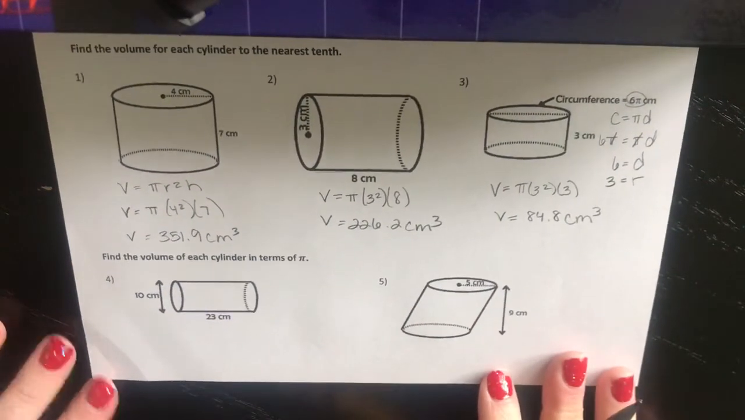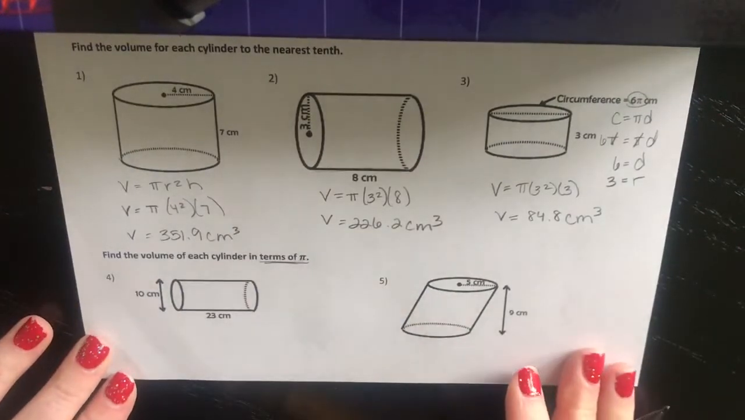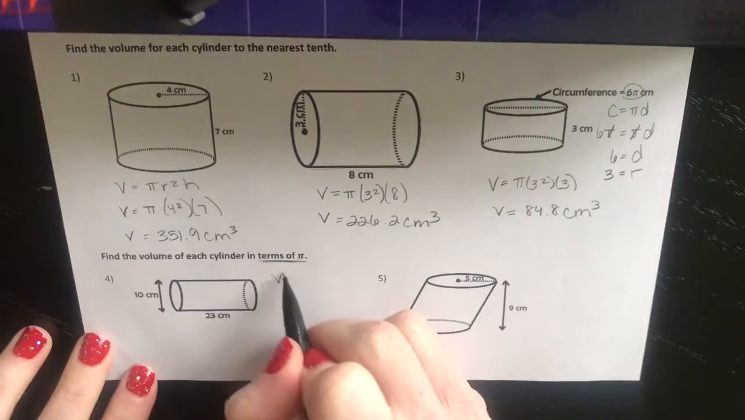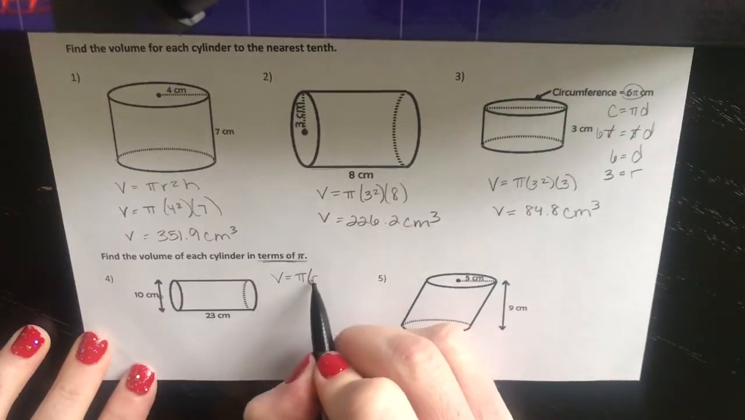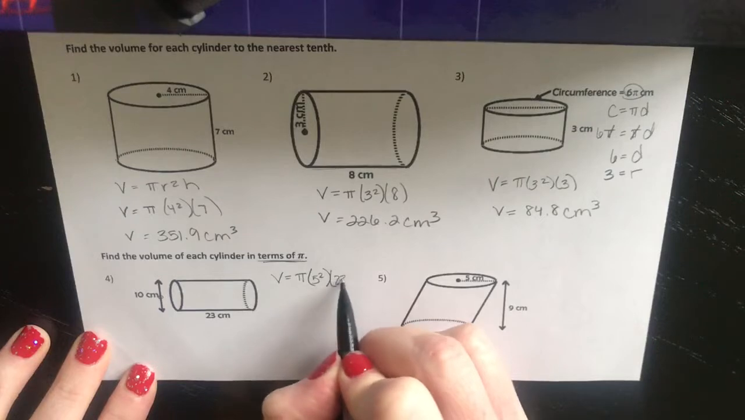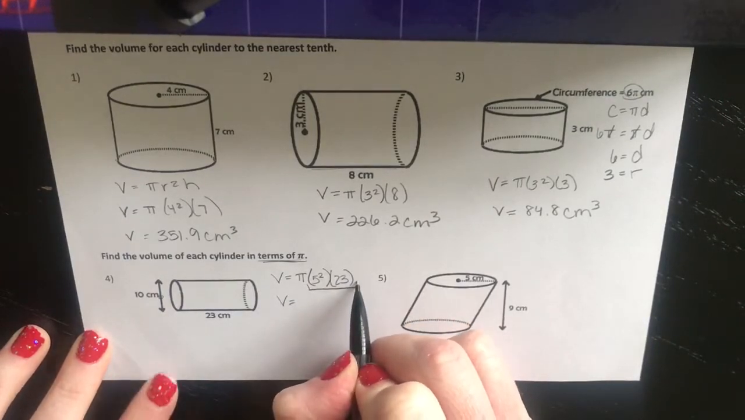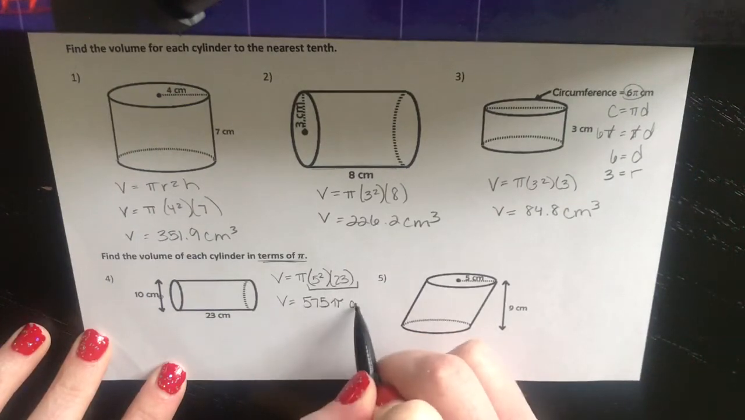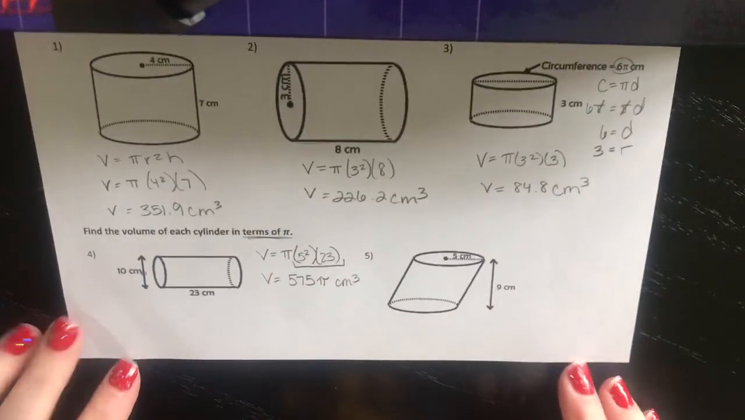All right, and lastly, these two bottom ones. These are in terms of pi. We saw this in the area perimeter video. In terms of pi just means we don't put pi in our calculator. So we're going to do the same thing. Volume equals pi. Notice in this, the r is going to be 5. It's half of that diameter. And the height is 23. So when I type this in my calculator, I only put 5 squared times 23. It gives me 575. And then I attach the pi onto it and put my label. So that's the answer, 575 pi centimeters cubed.